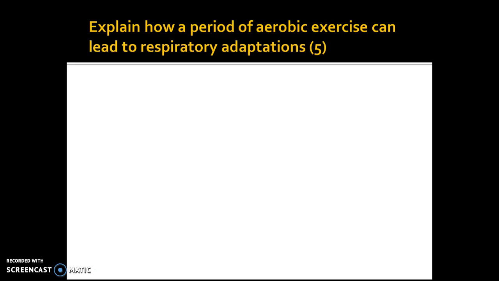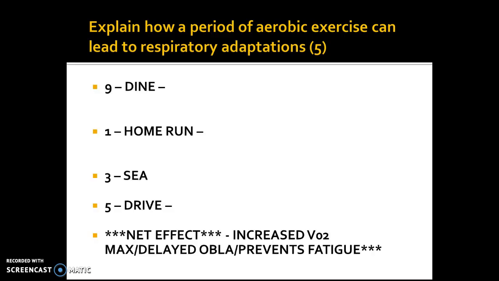Again, we have memory hooks for these. These are our odd numbers. We start with 9, remember? So we've got 9, dine. You dine in a restaurant. If you're in a restaurant, you eat. The food you're going to eat is ravioli. Ravioli rhymes with alveoli, but you don't like the alveoli. You want more. It's bigger. You want it bigger. So talk about what happens there.